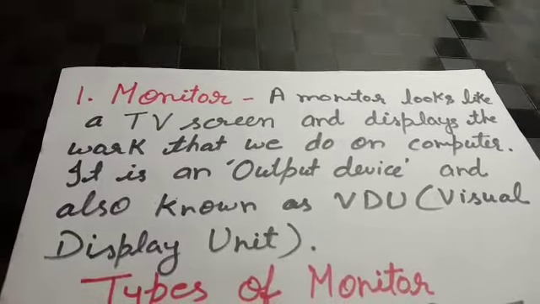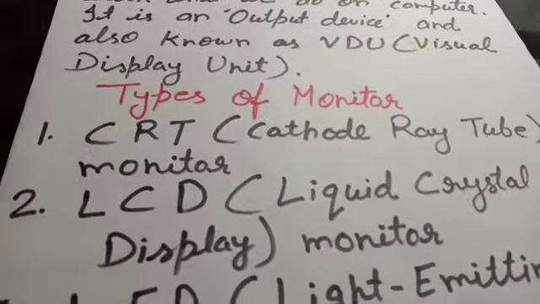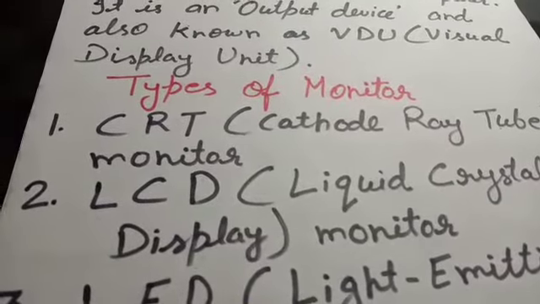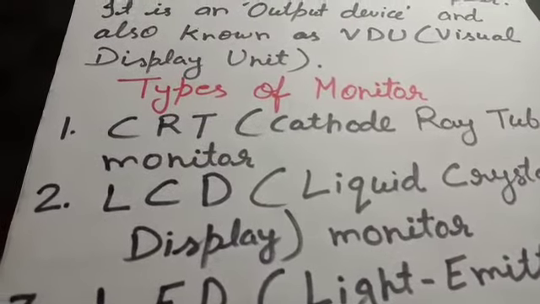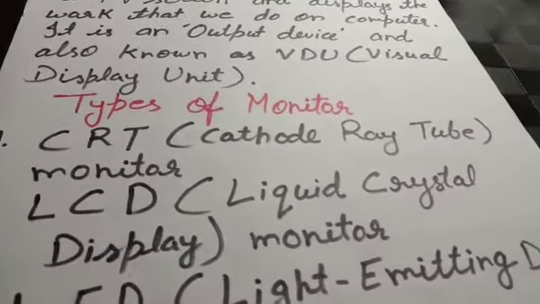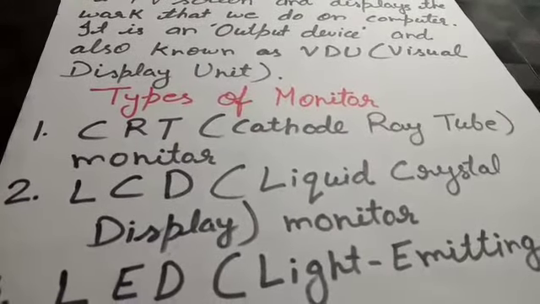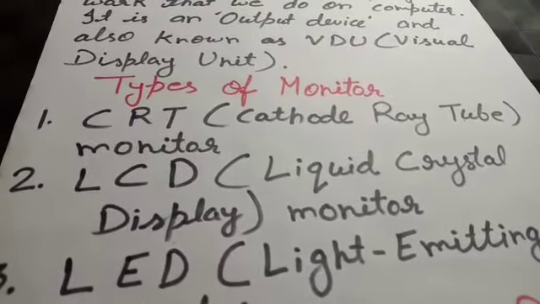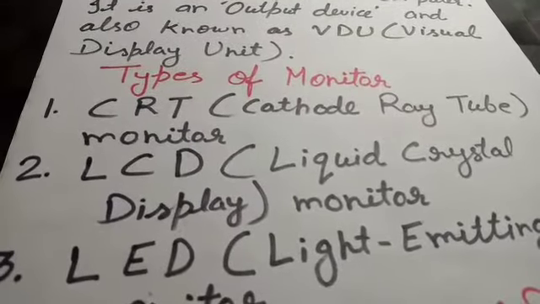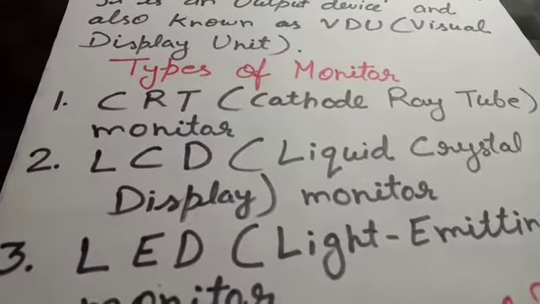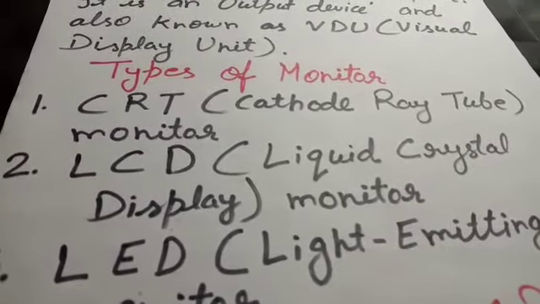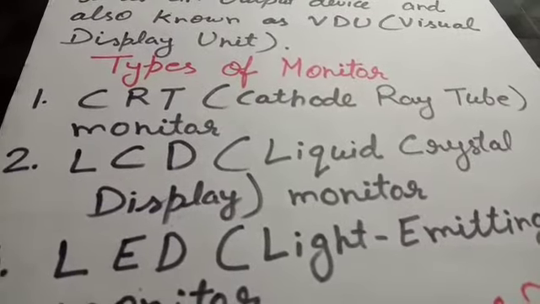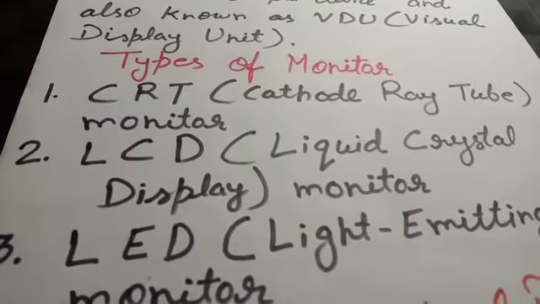There are three types of monitors. First is CRT, cathode ray tube monitor. CRT monitors contain a vacuum tube, have a bigger size and consume more power than other monitors. LCD, liquid crystal display monitor. LCD monitor has a flat type of screen and it consumes less power than cathode ray tube monitor. So LCD is more useful than CRT.